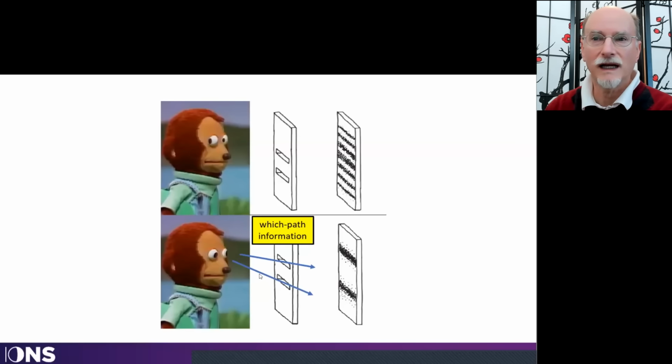This is called gaining which-path information. If you gain which-path information, you so-called collapse the quantum wave function, and you go away from waves and in a particulate direction. So this is where the idea comes from of light being like a wave and a particle at the same time, depending on what information you gain about it.